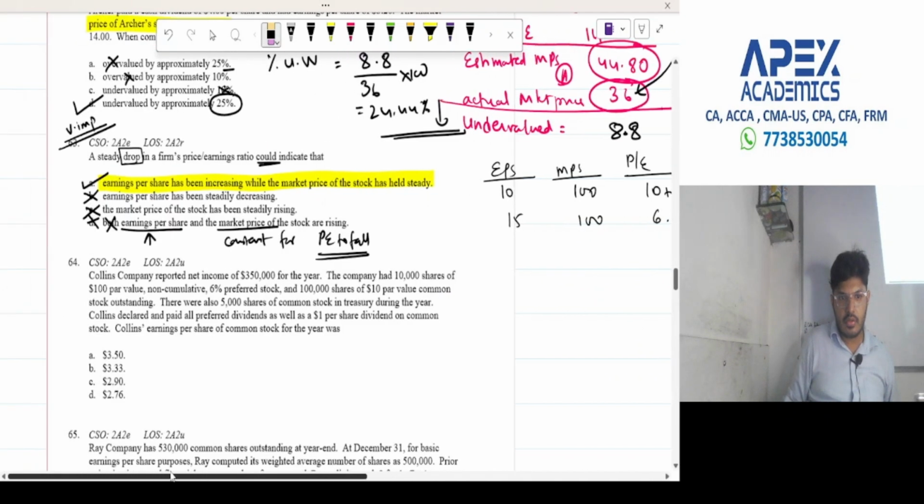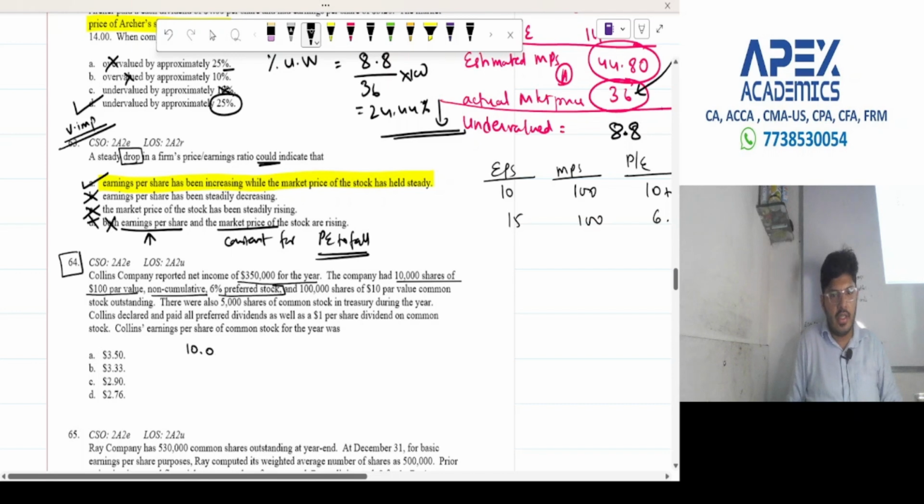Let's come to question 64. Collins Company reported a net income of $350,000 for the year. The company had 10,000 shares of $100 par value, non-cumulative 6% preferred stock. The way they are writing becomes confusing. So what are they trying to say? 10,000 shares, face value 100 per share, correct?